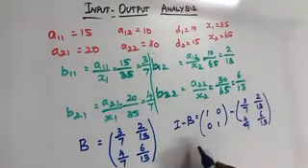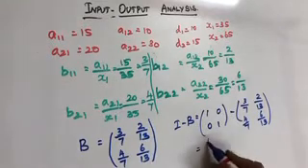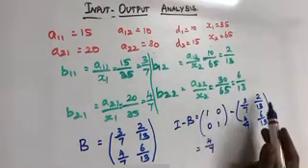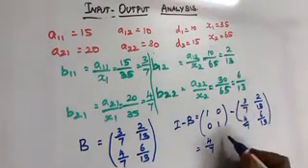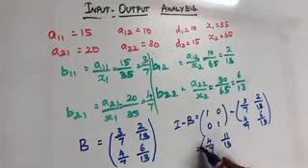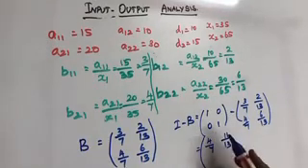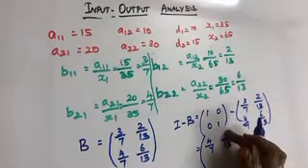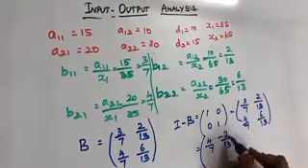Shall we subtract now? 1 minus 3 by 7. What do you get? You get 4 by 7. Similarly, 1 minus 2 by 13. What do you get? 11 by 13. 0 minus 2 by 13, so it is minus 2 by 13.